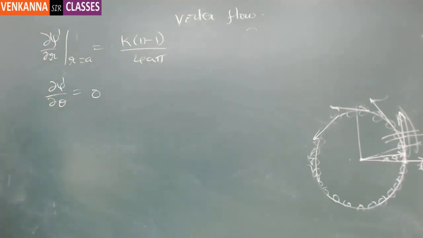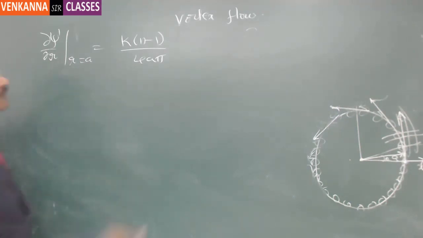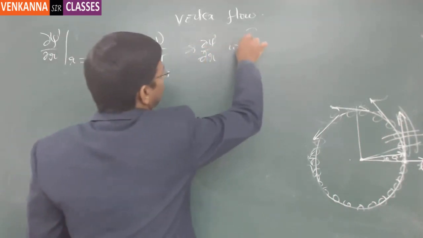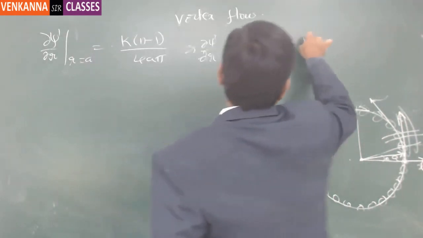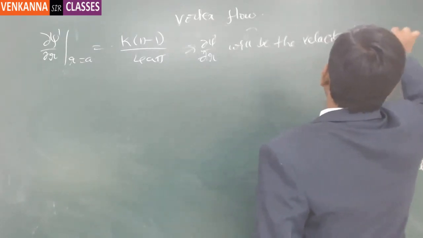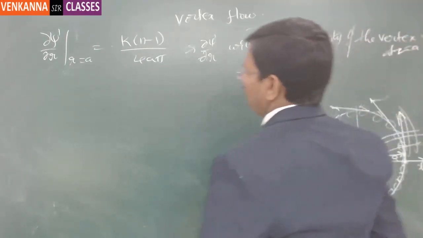Any questions till this point? Got it? So this will be the velocity of the vortex. This ∂ψ'/∂r will be the velocity of the vortex at z equal to a. So this is the velocity of the vortex.